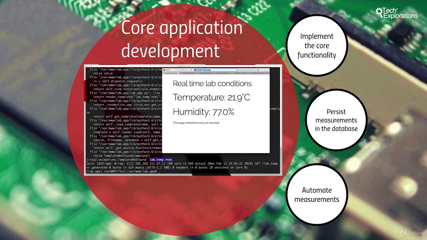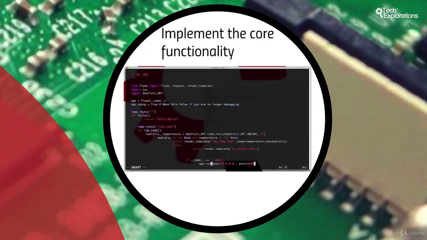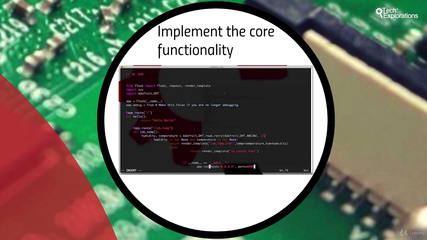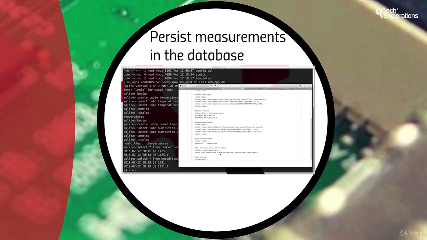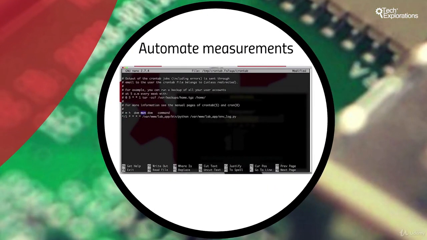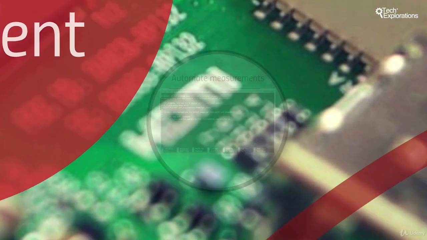Now we are starting to actually work in building our application, and in the core application development section, we'll begin with the first page. We'll get data from our sensor and display it in the web browser so that we can easily check on the temperature and humidity of our lab. I'm also going to show you how to record this information in the database so that we can retrieve historical records. And of course, we don't want to have to manually grab information from our sensor and store them in the database. So I'm going to show you how to automate sensor measurements and creation of records in the database.